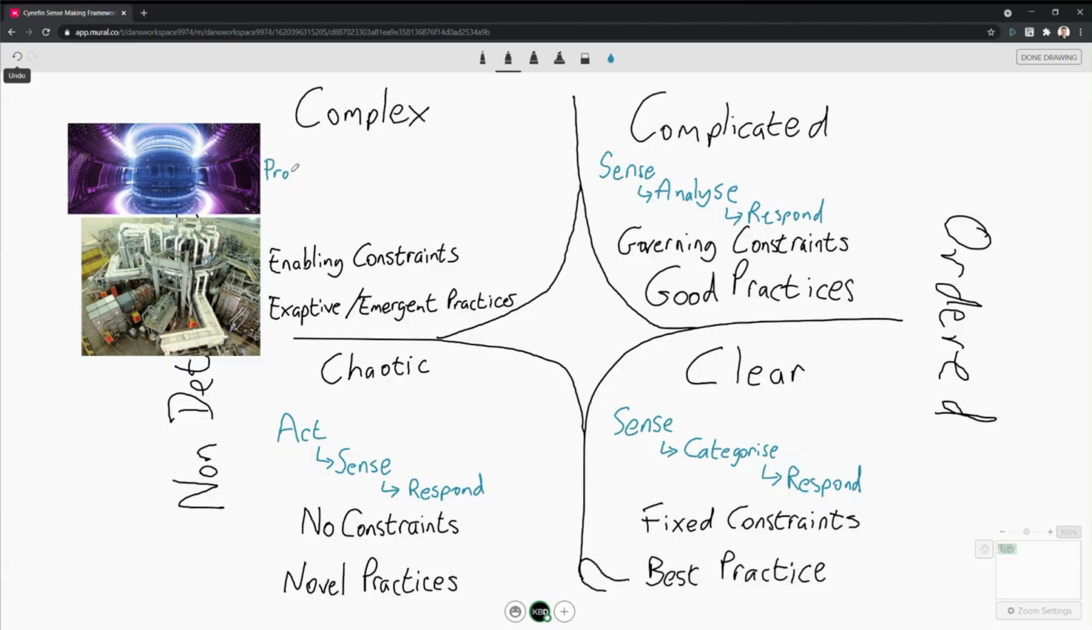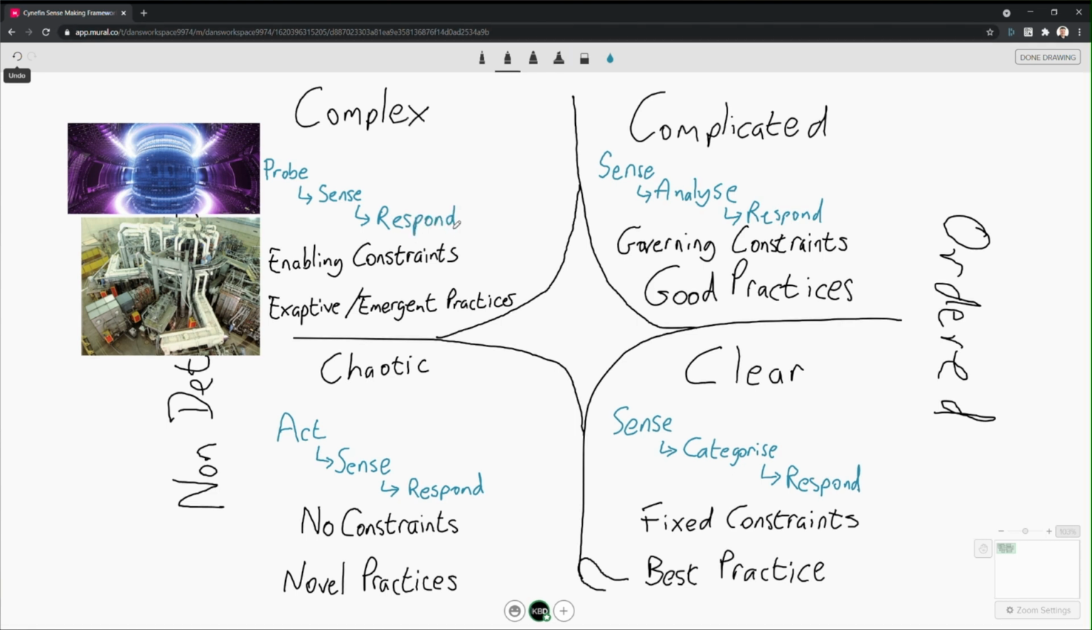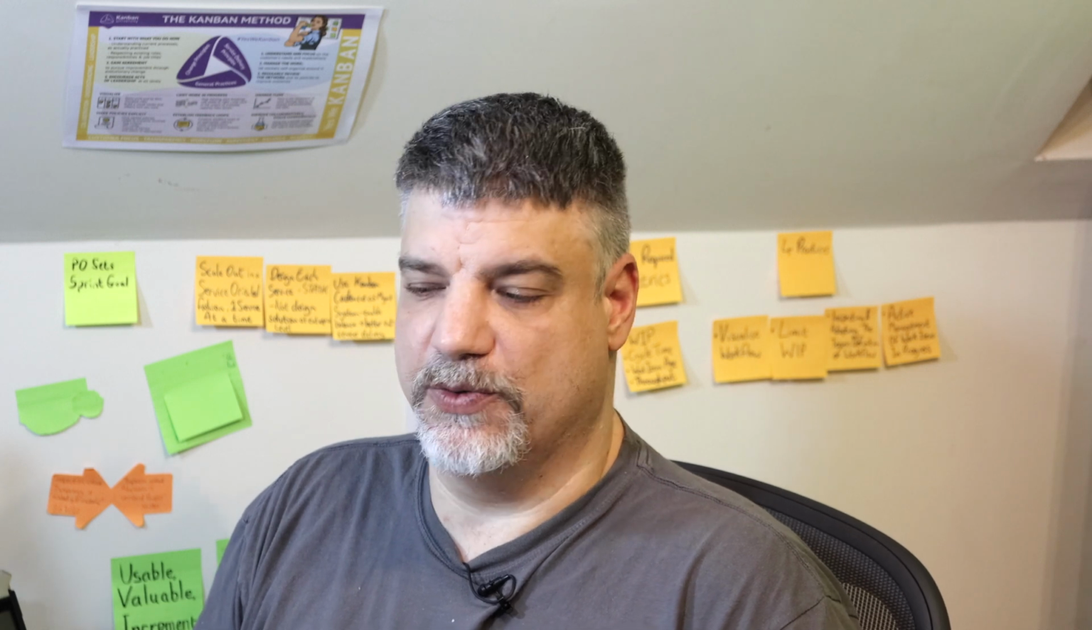Well, actually, the way we run it is probe, sense, respond. Now, remember in chaotic domain, it was act, sense, respond. What's different here is probe is a designed, safe-to-fail experiment. A designed, safe-to-fail experiment. So we actually have a think before we try an experiment using pretty much scientific method.